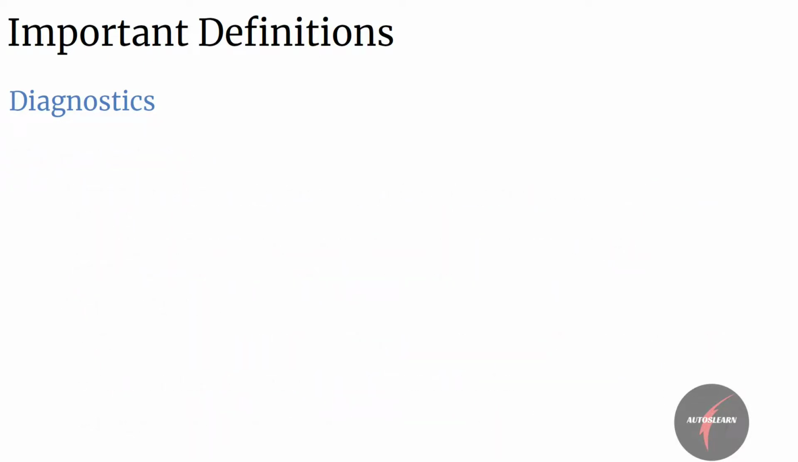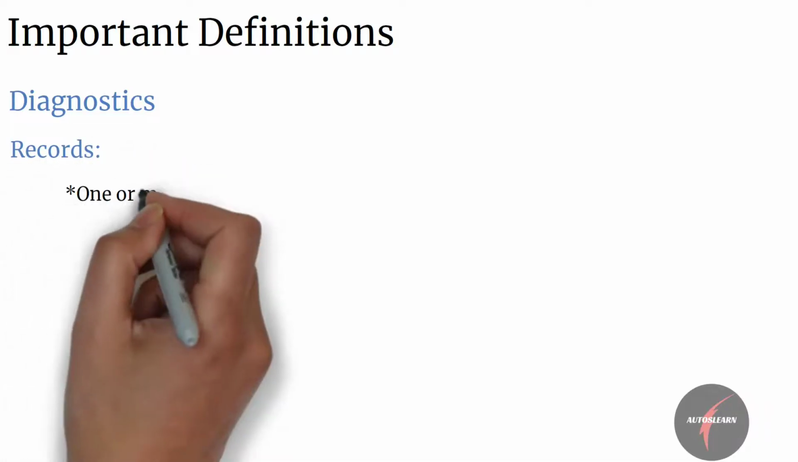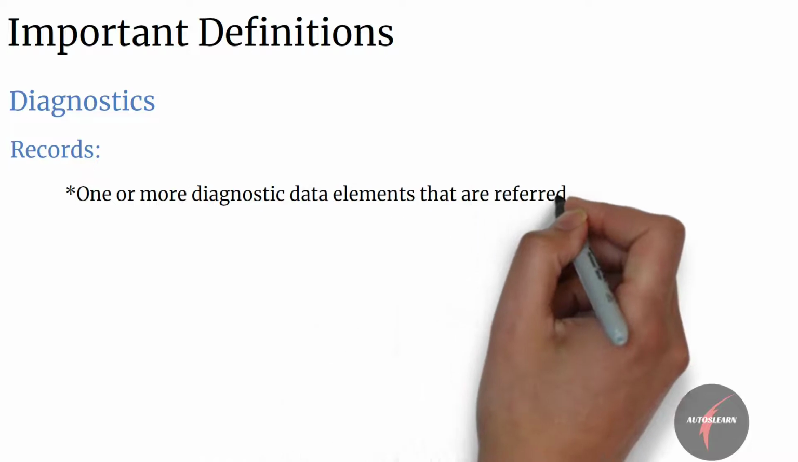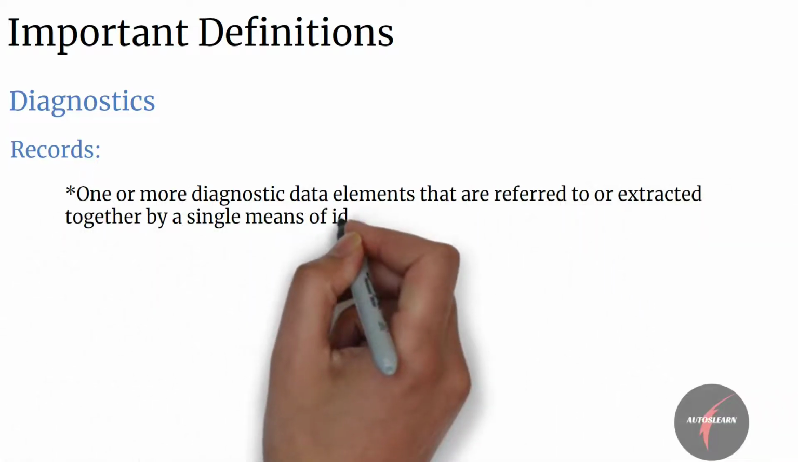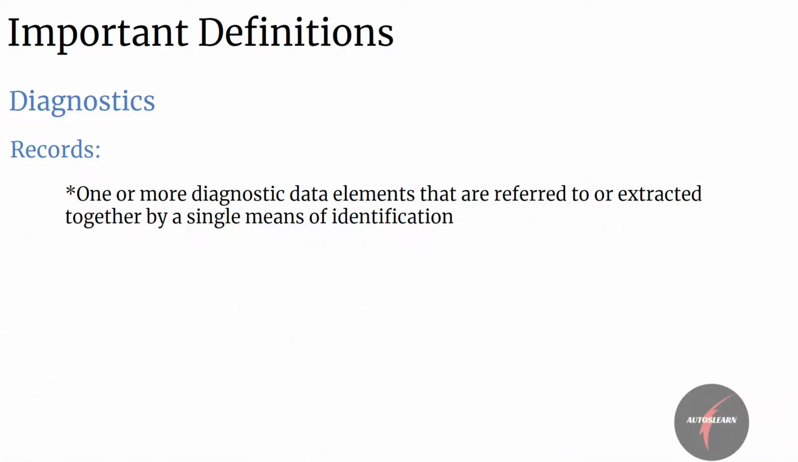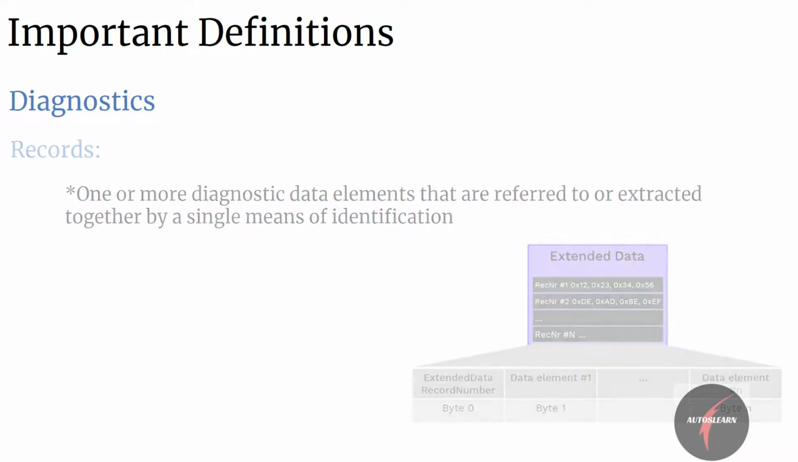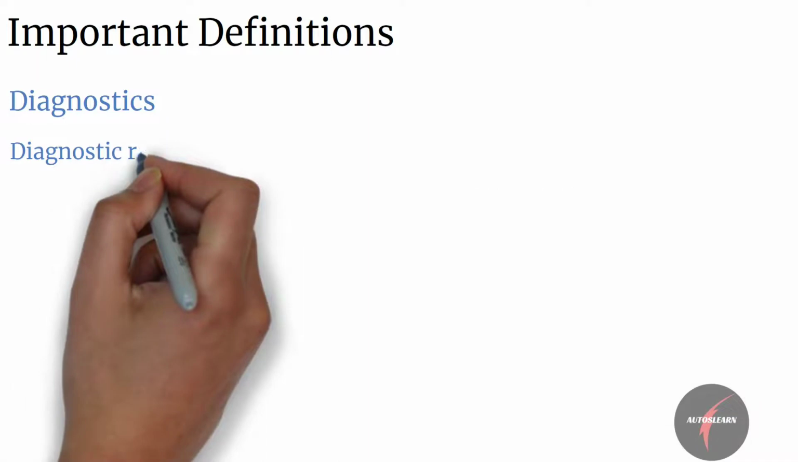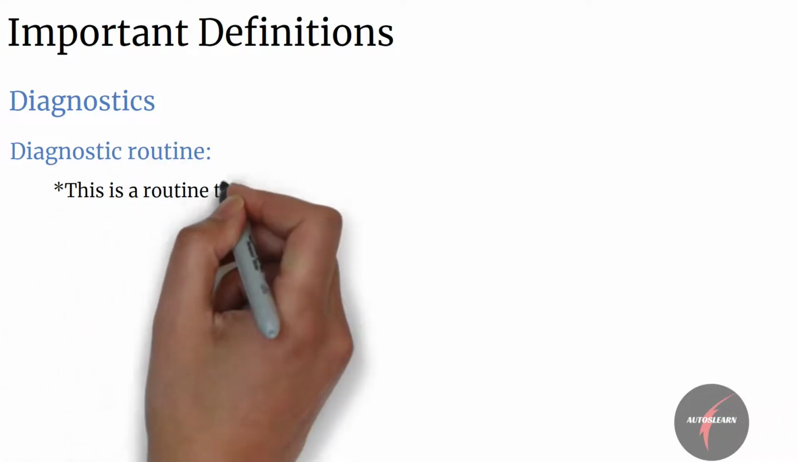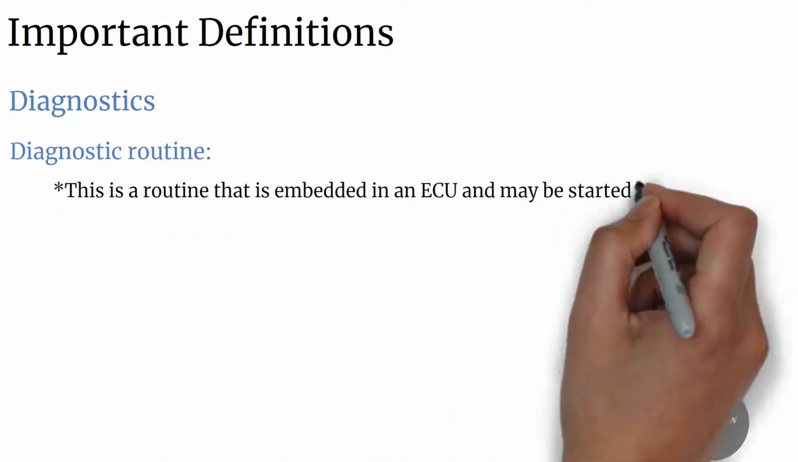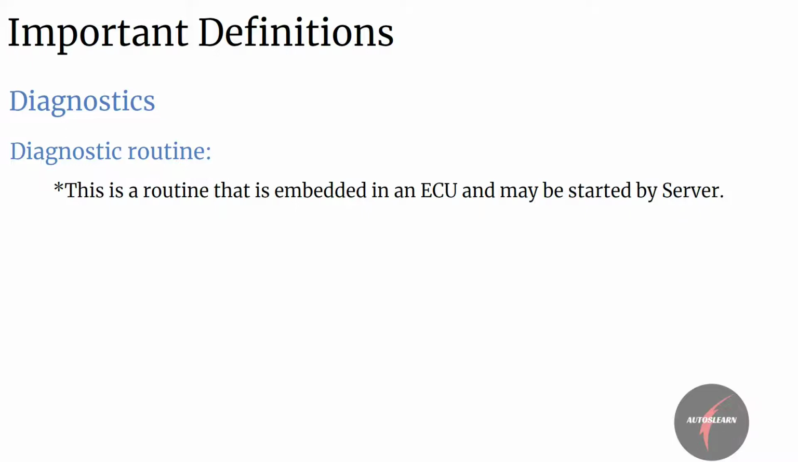After getting an understanding on the diagnostic data, let's understand records. A record is one or more diagnostic data elements that are referred to or extracted together by a single means of identification. Next, we have diagnostic routine. This is a routine that is embedded in the electronic control unit and that may be started by a server upon a request from client.